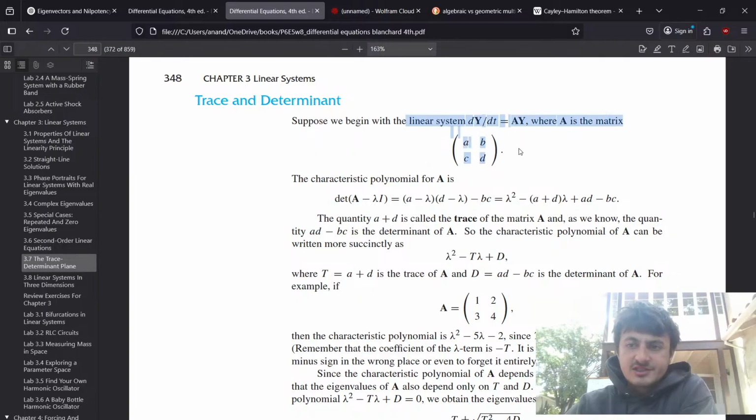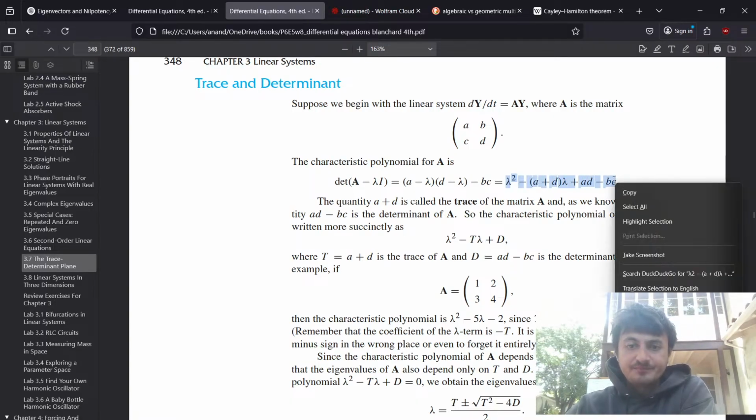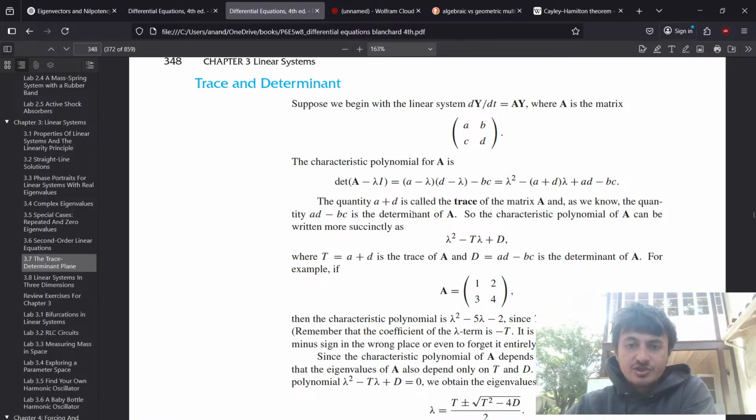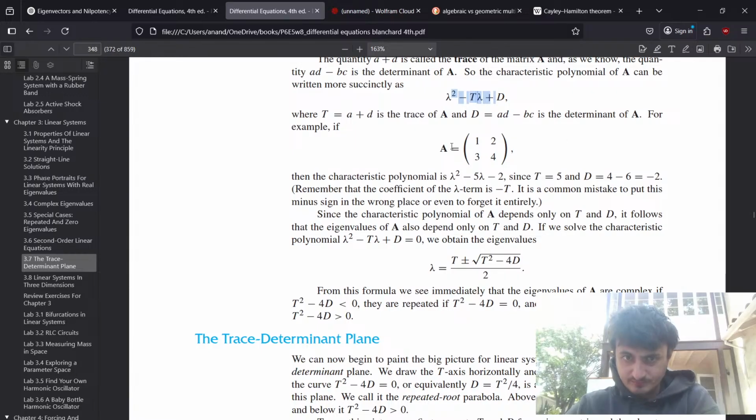Suppose we begin with a linear system, y prime is equal to Ay, where A is the matrix [a, b; c, d]. Its characteristic polynomial is going to be lambda squared minus (a plus d) lambda plus (ad minus bc). The quantity a plus d is called the trace, the sum of the diagonal, and ad minus bc is the determinant of A. So the characteristic polynomial can be written more succinctly as lambda squared minus T lambda plus D, where T is the trace and D is the determinant.